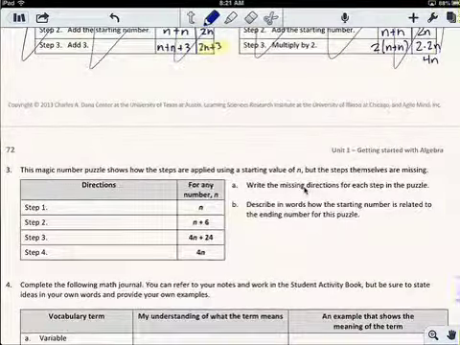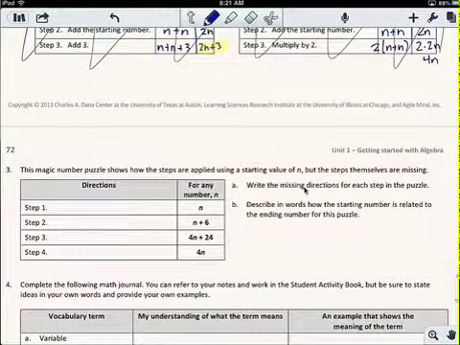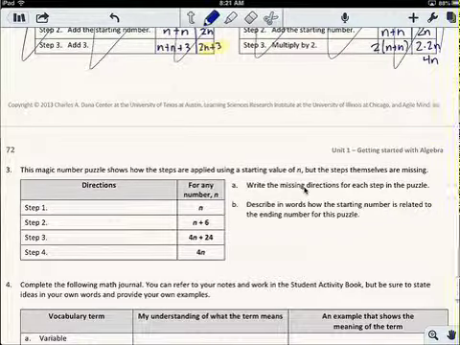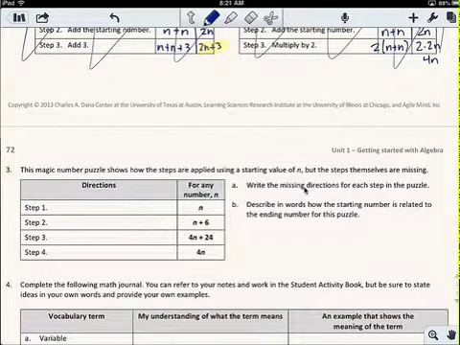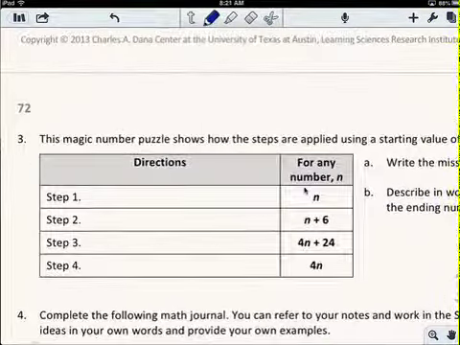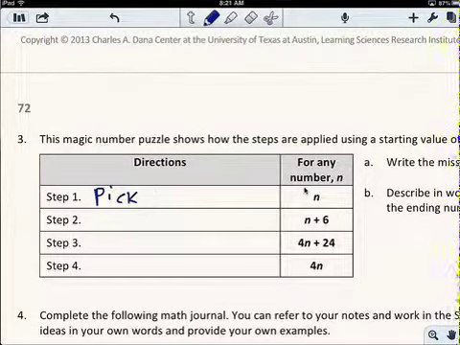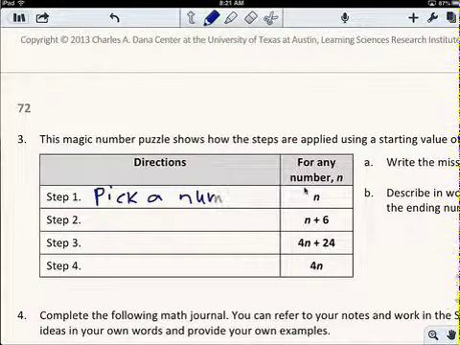You do have to do number 3 here. So it says, this magic number puzzle shows how the steps are applied using a starting value of n, but the steps themselves are missing. So write the missing directions for each step in the puzzle is the first thing. So for any number n, I think the first step is always pick a number.